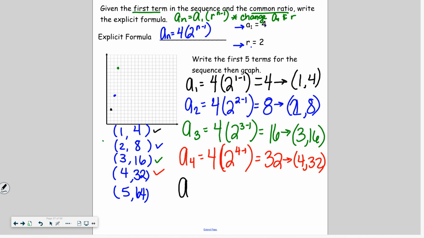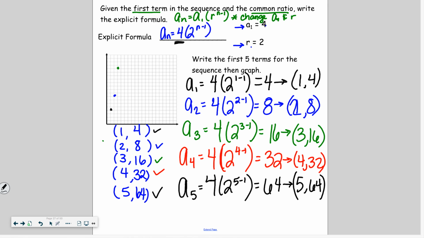And we've got one more, a sub 5, is equal to 4, 2, 5 minus 1, is equal to 64, which is 5, 64. And there you go. So they all checked out. So see how if you have your first term and then you multiply by what your ratio is every time, you're going to get the right answer.